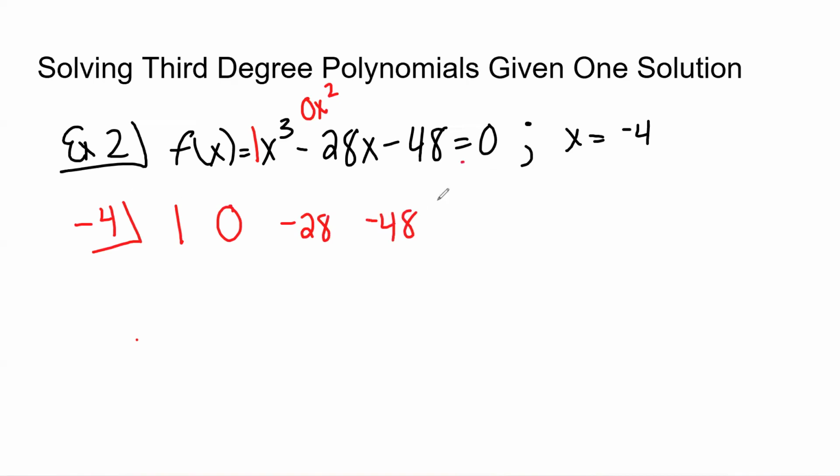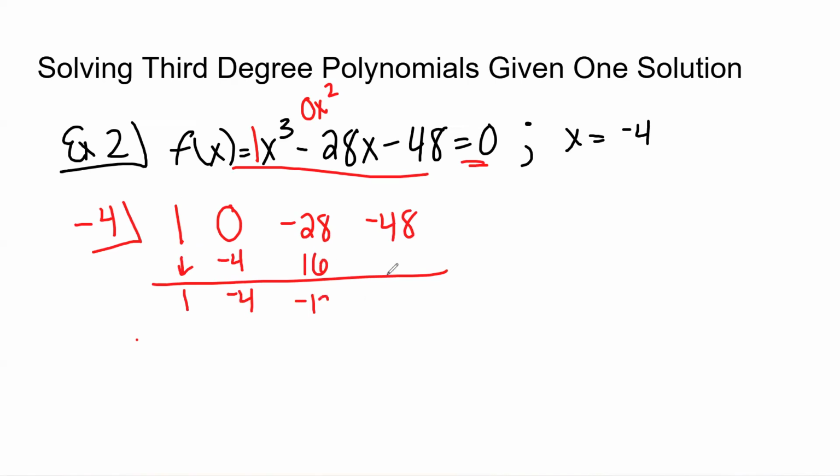And again, don't worry about this equals 0. Just the coefficients of the original function. Drop down, multiply, add, multiply, add, multiply, add, and we should get 0. Because again, we already know -4 is an answer, so we should be getting a remainder of 0. If something has a remainder of 0, it is a solution. Now back yourself out of that. Don't worry about the remainder.